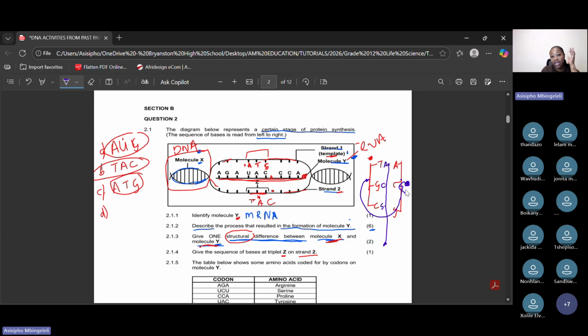So what I've drawn here and what is in here is actually the same thing. So the Z is this side, the bases. Then the ATG is this side over here. Then this UAC is this middle strand with the bases. Okay, that's protein synthesis for you.